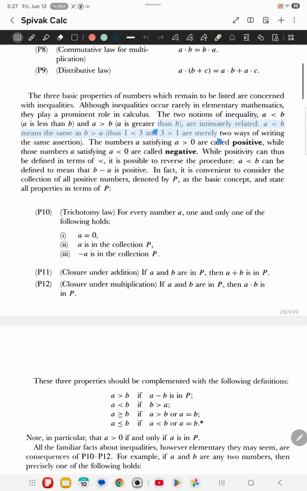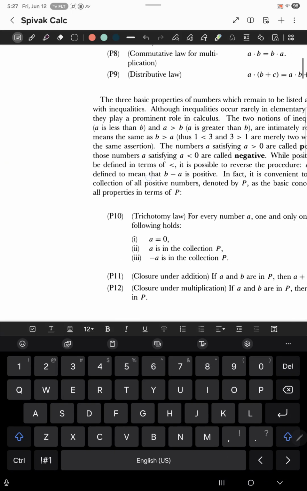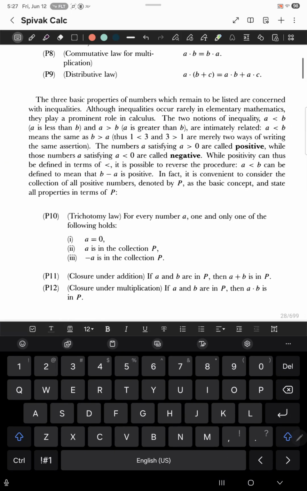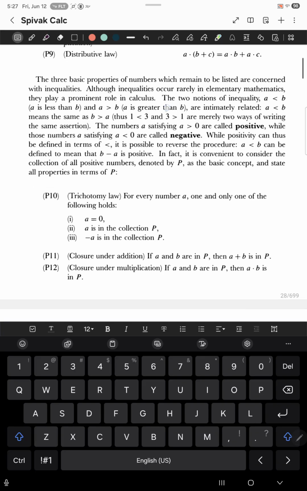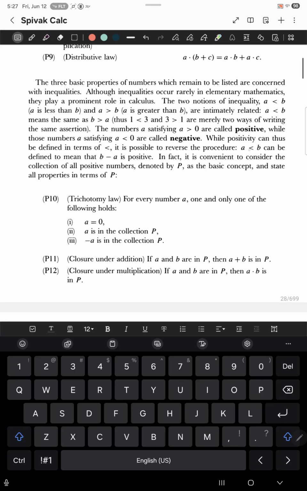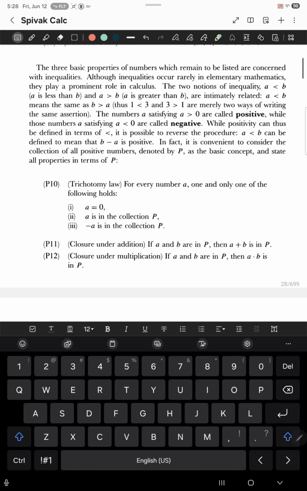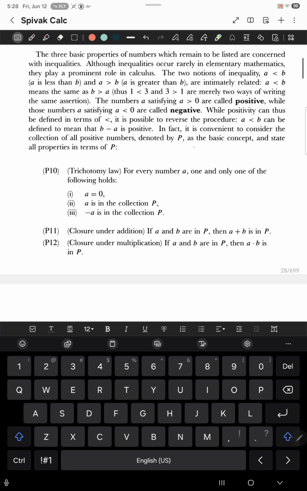While positivity can thus be defined in terms of the less than symbol, it is possible to reverse the procedure. A is less than B can be defined to mean that B minus A is positive. In fact, it is convenient to consider the collection of all positive numbers, denoted by P, as the basic concept and state all properties in terms of P.